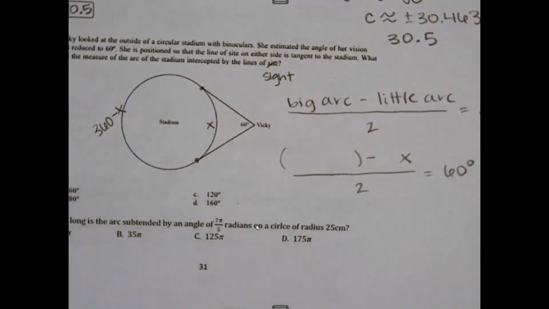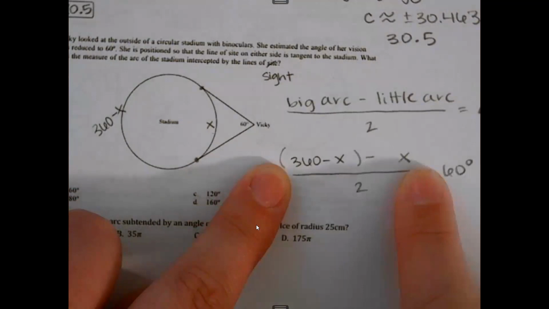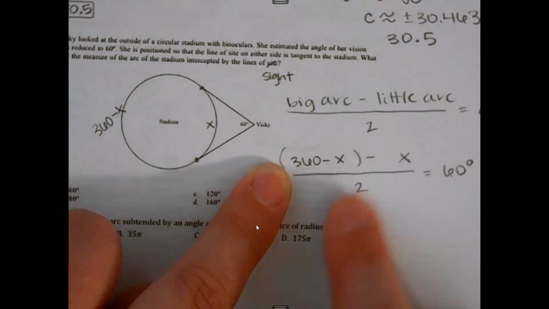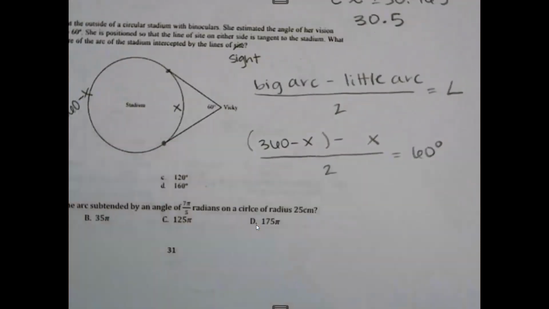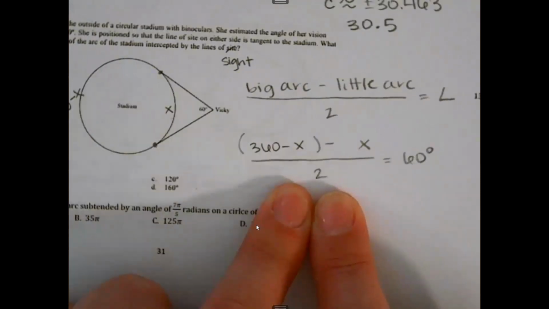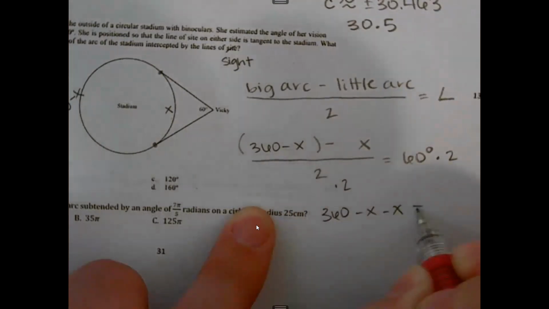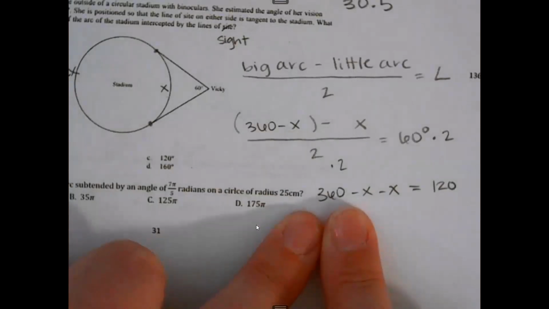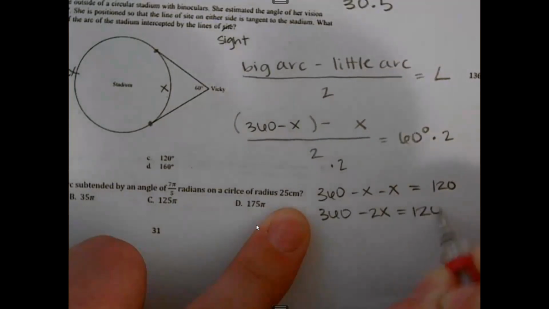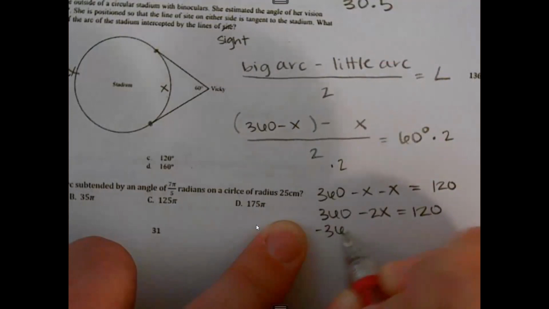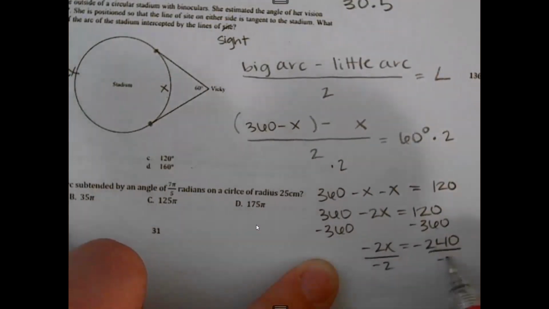Okay, so now we're still gonna follow the formula: big arc minus little arc divided by 2. Big arc is 360 minus x. Little arc is x. So we have 360 minus x, minus x, divided by 2 equals the 60-degree angle. Now we can actually do the problem. What do we do to get rid of this fraction? Multiply by 2. That was always the first step. So now we have 360 minus x minus x equals 120. Combining like terms, we have negative 2x. So 360 minus 2x equals 120. Then subtract 360, and you get negative 240. Then divide by negative 2, and you get 120.